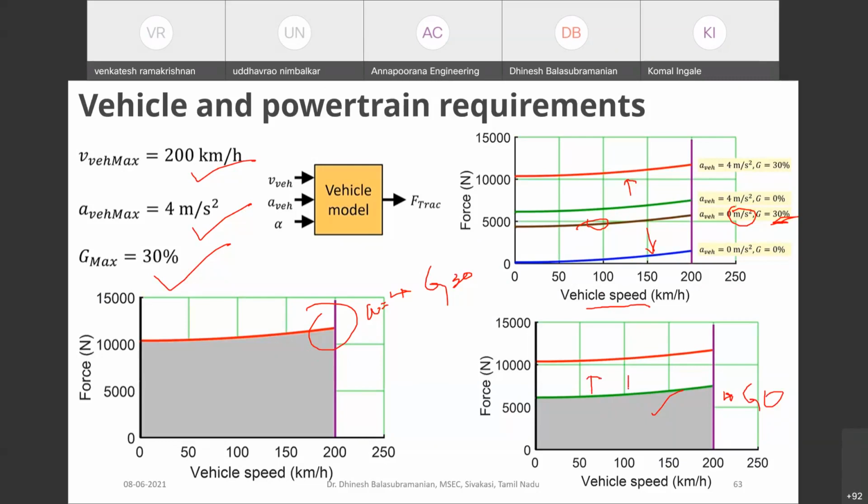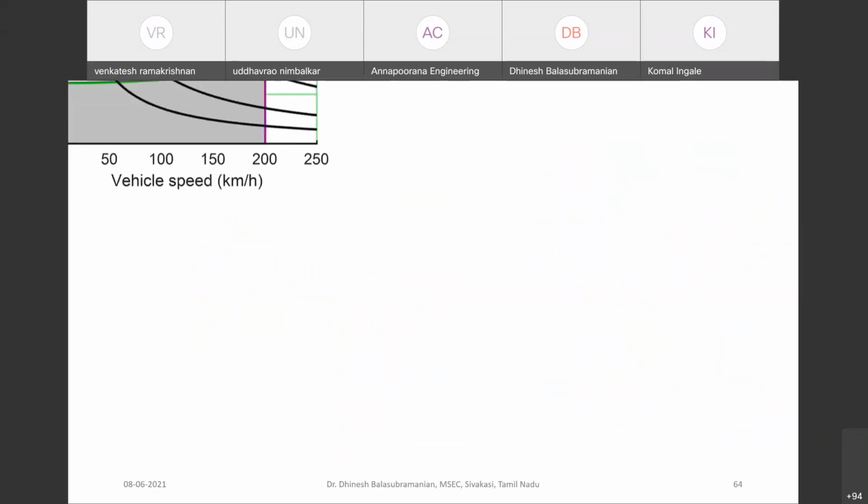So the profile will get shifted somewhat above. Accordingly, you need to plot three to four profiles like this. After that, here you have the force that is required and the maximum vehicle speed that you have. When you multiply these, you will have the power required for your vehicle.